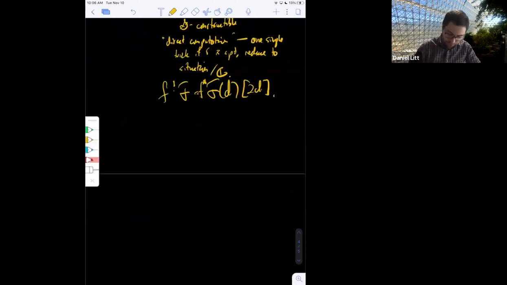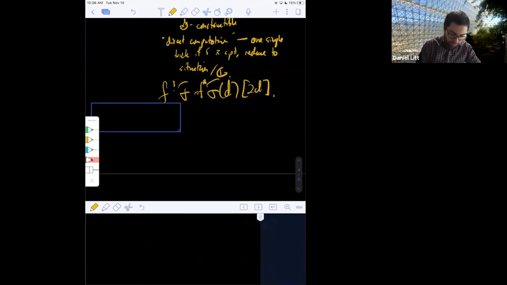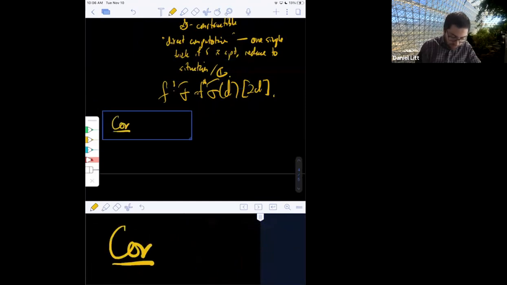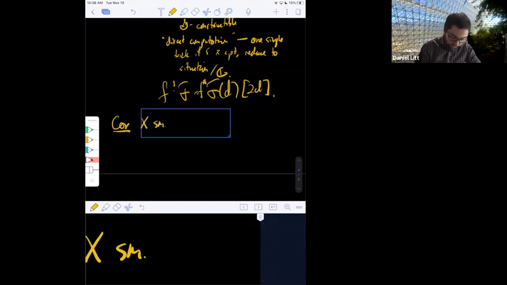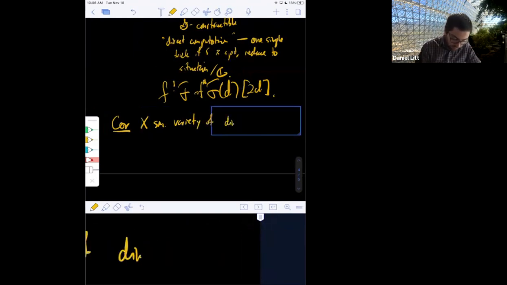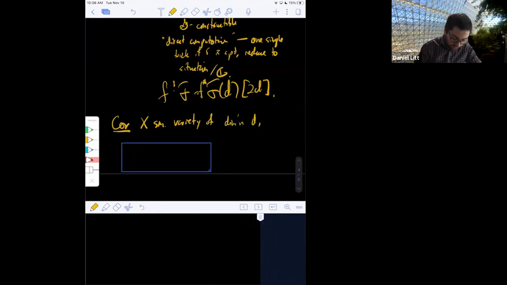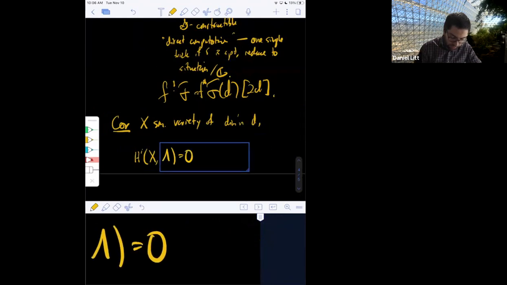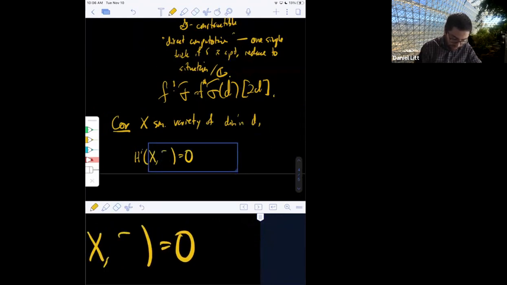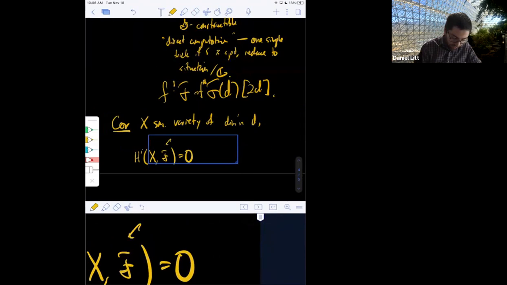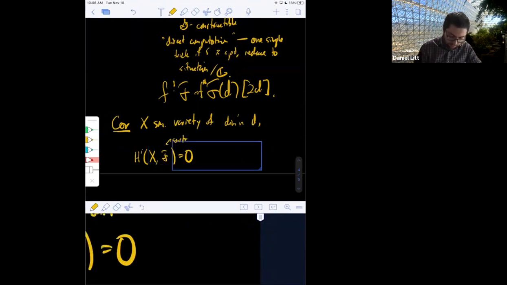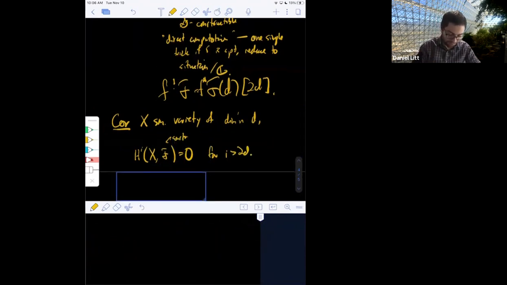All right, so let me mention a couple corollaries here. The first corollary is that if X is a smooth variety of dimension D, H^i of X equals 0, or really we can put anything here, any constructible thing, for i bigger than 2D. Can anyone prove the corollary for me?